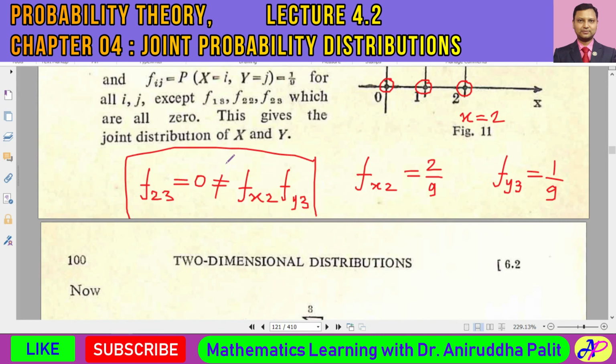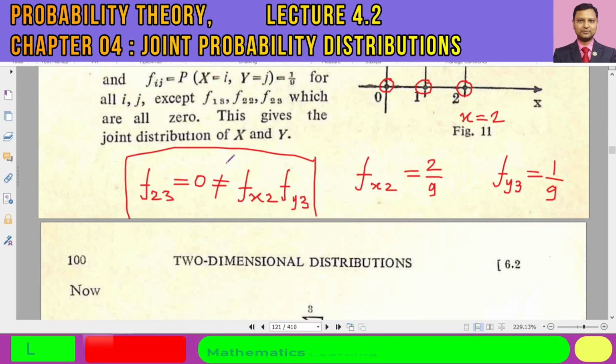Alright, so in this way, you can verify whether these random variables are independent or not.